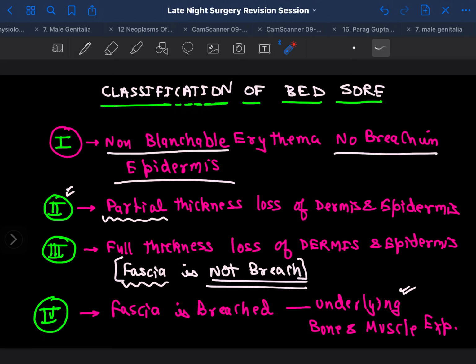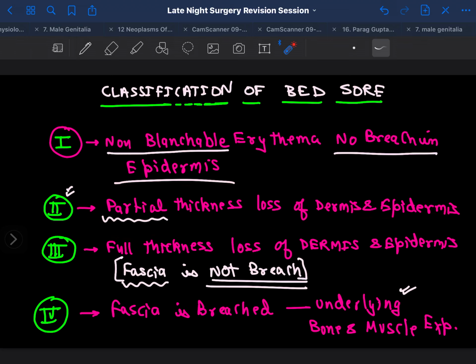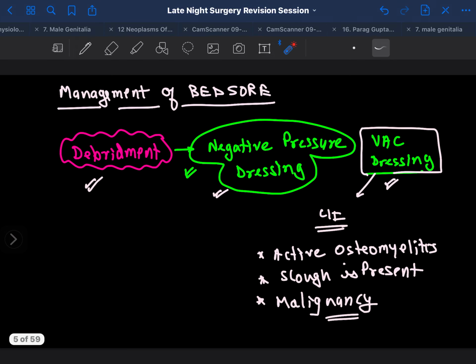I told you about the classification of the bedsore. In stage 1 you have a non-blanchable erythema with no breach in the epidermis. So this is what you need to understand. In the second, you have a partial thickness loss of the dermis and the epidermis, and the 3 and 4 are pretty much simple. In the third, there is a full thickness loss, but the fascia is not breached. In the fourth, the fascia is breached, and the underlying bone and muscles are exposed.